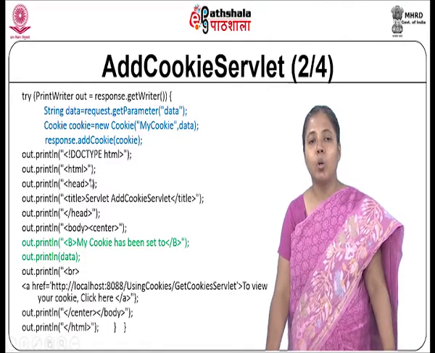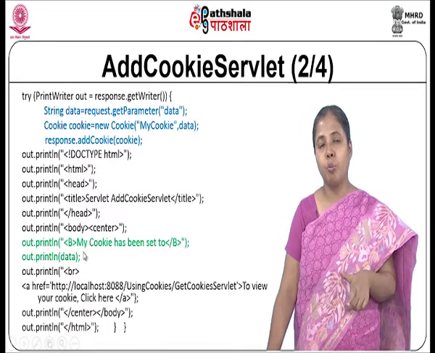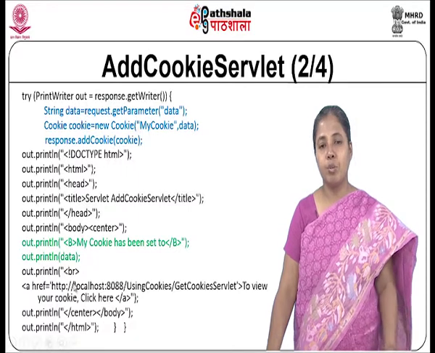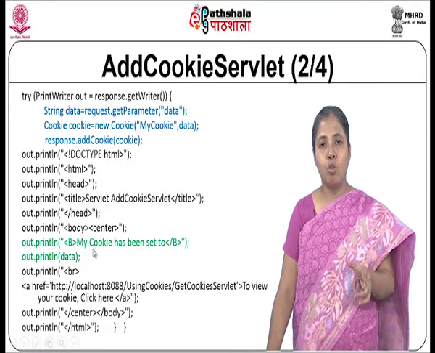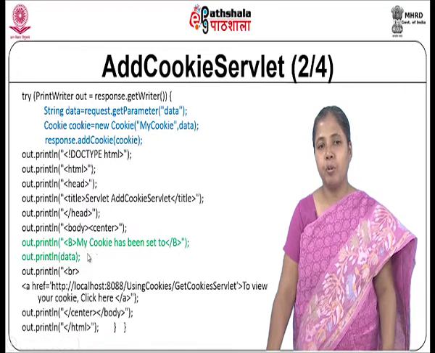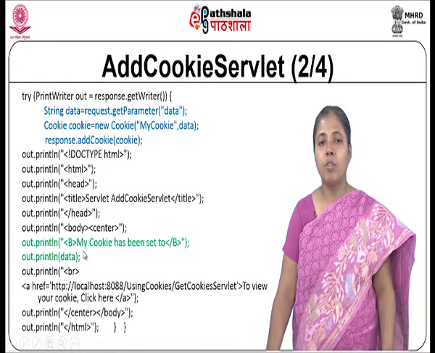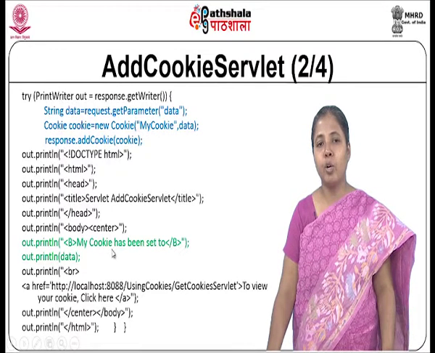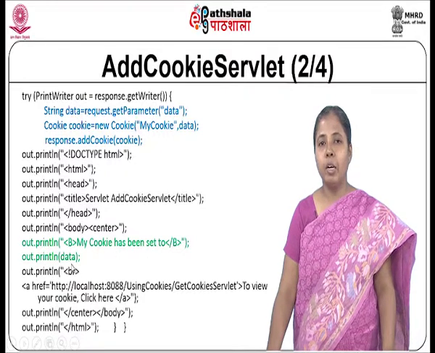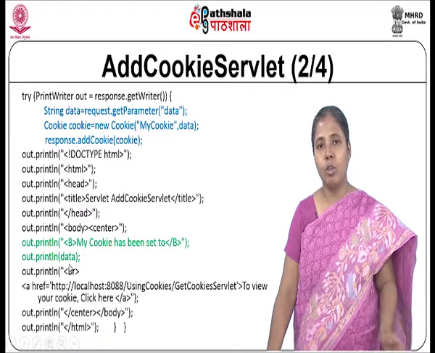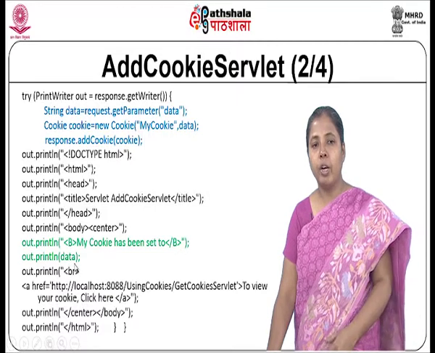Once you have added the cookie, now you have an output saying that the cookie has been set to. This is what is shown back in the client page. So, in the client page you will have this data printed, myCookie has been set to, and you are printing the data that you have stored in the text box. So, the data would get printed.